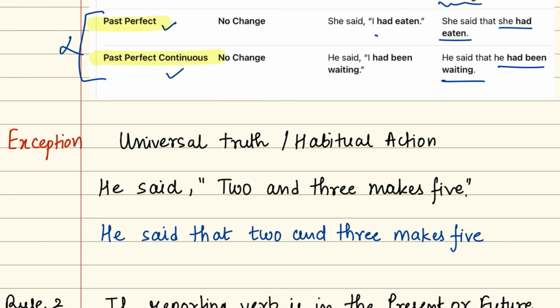Now the next exception is about the universal truth or habitual action. For these two cases, you will not change the tense. He said 2 and 3 makes 5. Since it's universally true, so we'll be writing he said that 2 and 3 makes 5. We will not write made here. This will be incorrect.